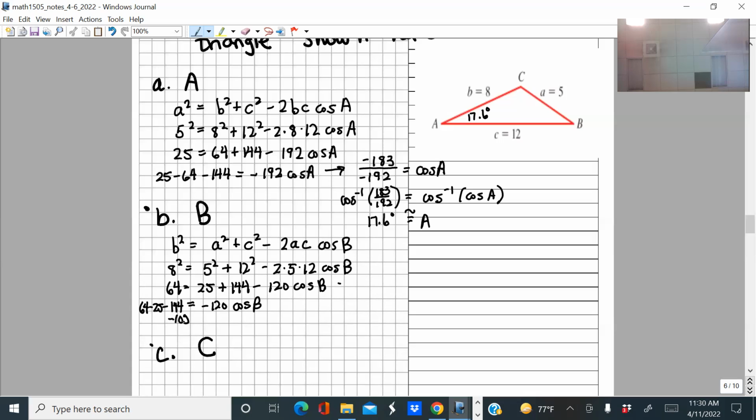So minus 105 is equal to minus 120 times the cosine of angle B, and then divide both sides by the minus 120. Of course, the negative signs are going to cancel. So we get 105 over 120 is equal to the cosine of angle B. And now just compute just like before. Just apply inverse cosine.